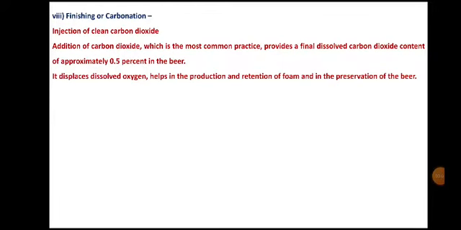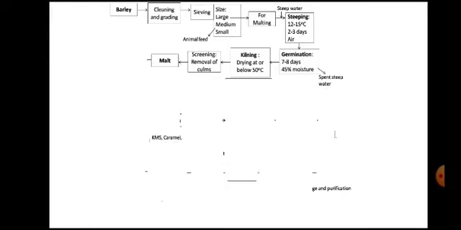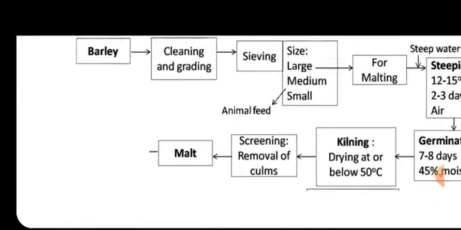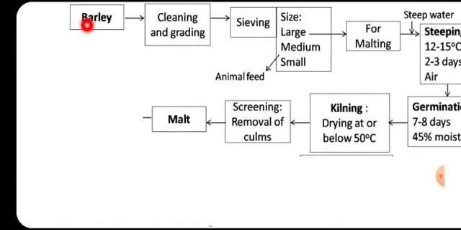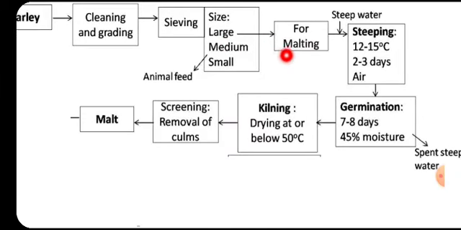The flow chart for beer making process. So it starts from barley. Barley are cleaned, they are graded. Large size barley are selected for malting process.